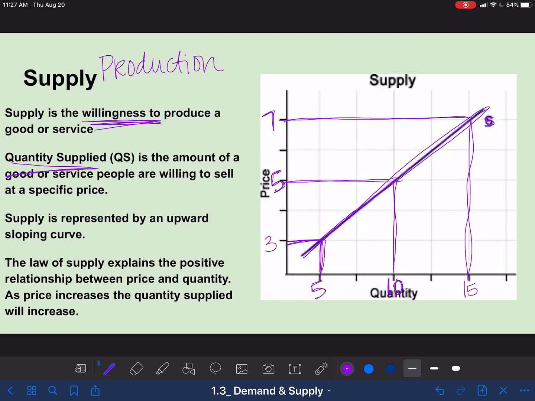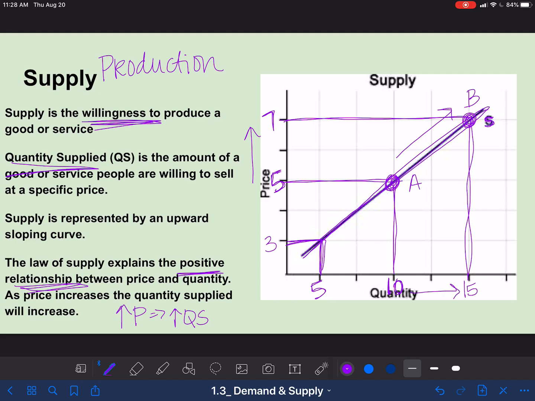And it's upward because it has a positive relationship between price and quantity. So as our price increases, we're going to see an increase in the quantity supplied. So if we start at point A here, and we increase the price to $7, so we're going to point B. So we go from $5 to $7. We're going from A to B. So we're going from 10 to 15.